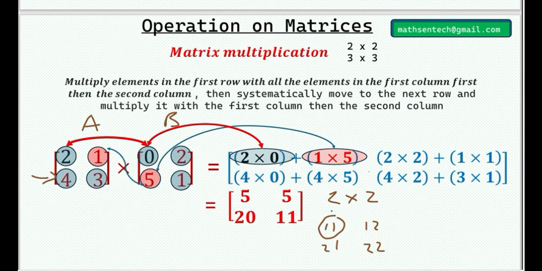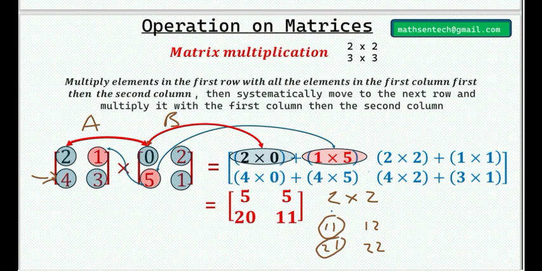So you start again with the second row, multiply it with the first column of the second matrix. After you're done, you go back to the second row, multiply it with the second column of the second matrix. Of course you're going to put that right here, in position 2 1. So 2 1 here means second row, first column. Now when you're doing that, that will be 4 times 0 plus 3 times 5.